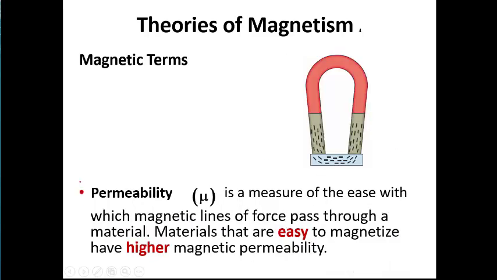The next thing here, we have a definition. One of the terms that we're going to care about for this section is permeability. It's also used in mu, which is the micro for us, so it's a little confusing. We're not going to worry about the letter, just the definition. So the permeability is a measure of the ease with which magnetic lines of force pass through a material. Materials that are easy to magnetize have a higher magnetic permeability. And so this will be what determines whether the material can become a magnet, if it has a high permeability.